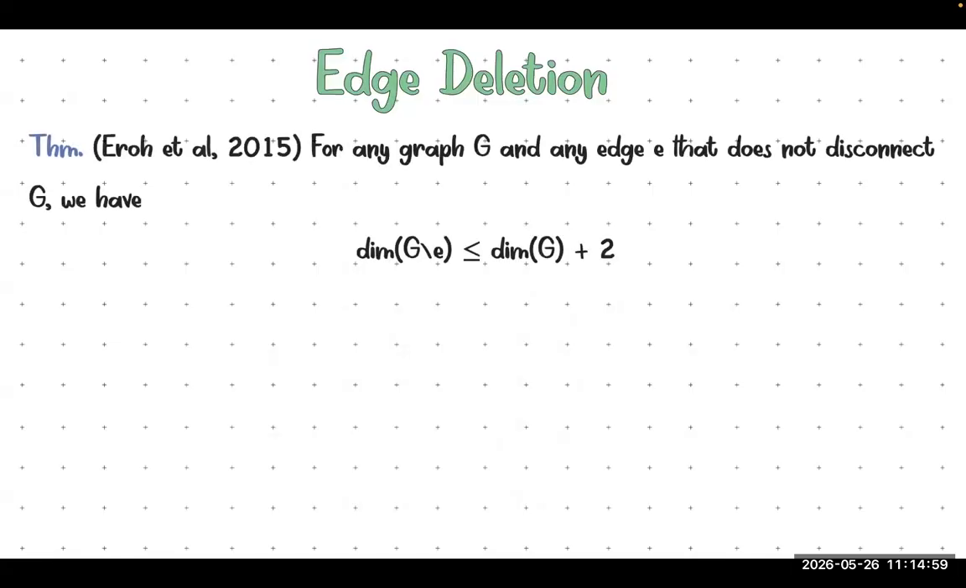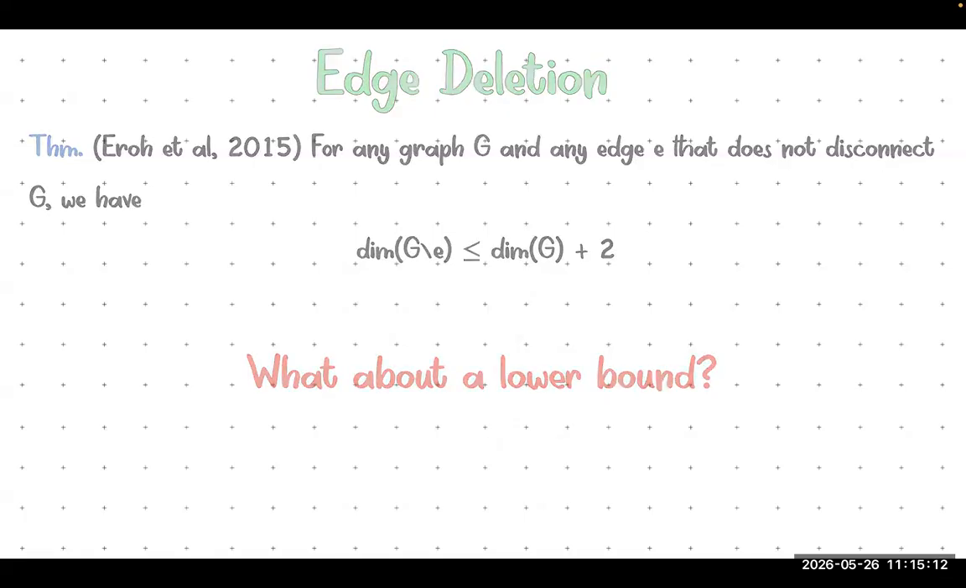Okay. So what about the edge deletion? Well, the edge deletion was already solved by Eroh in 2015. It was shown that it can be bounded above. But in the same paper, they questioned what about the lower bound? Well, I'm going to show by example that this can't be the case.